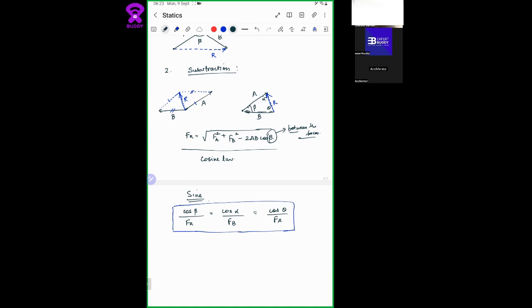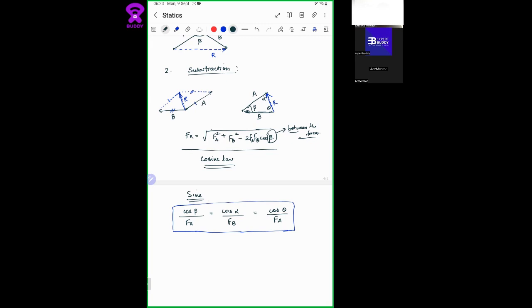So you have a cosine law where under the root you have the addition of the squares of the forces minus 2AB. Basically, this is FA and FB, sorry for the notation change. I think now it's clear, right? So under root of FA squared plus FB squared minus 2 FA FB cos beta. It can be beta, theta, whatever. It should be the angle between the forces.